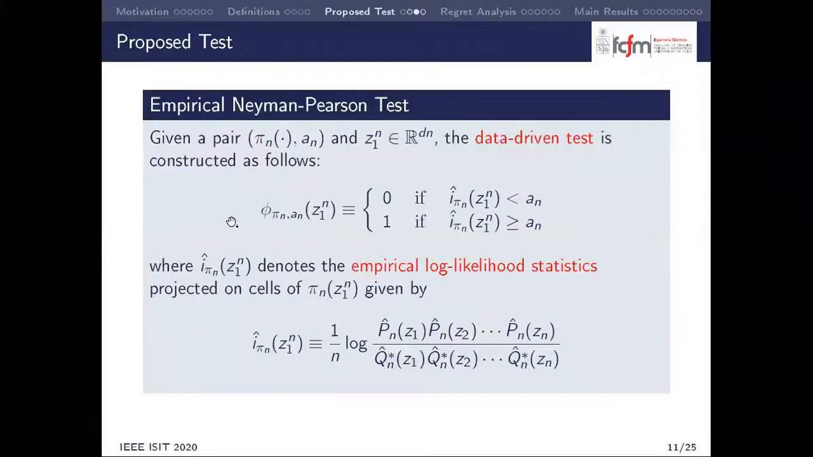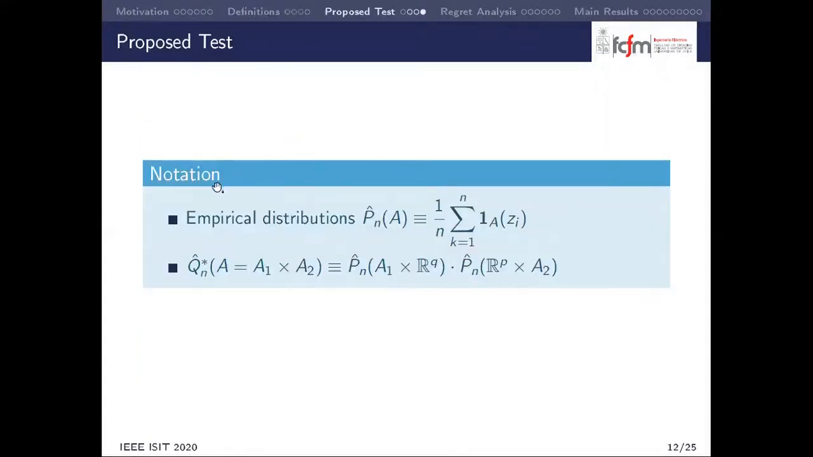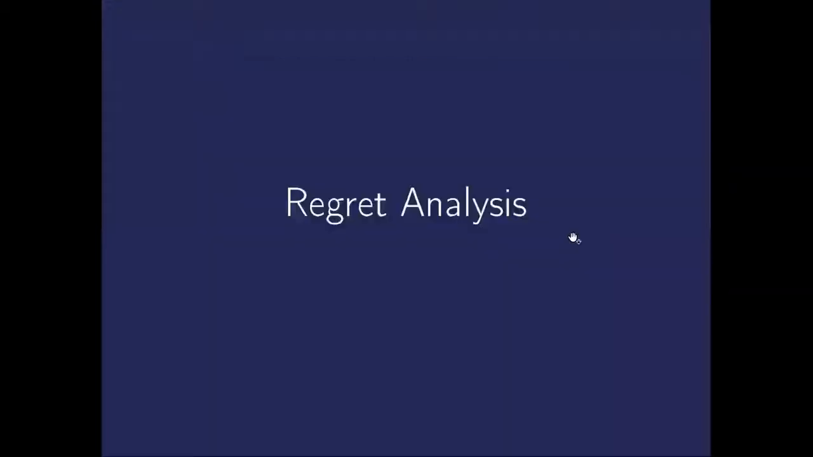So the decision rule will be an empirical version of the Neyman-Pearson test, where we compare this statistic with the threshold. Now the statistic denotes the empirical log likelihood statistic, which is given by this expression. Note that we use the empirical distributions here, and it is projected over the cells of the partition. So here's the notation. The empirical distributions correspond to the number of samples that belong to each block divided by the total number of samples.